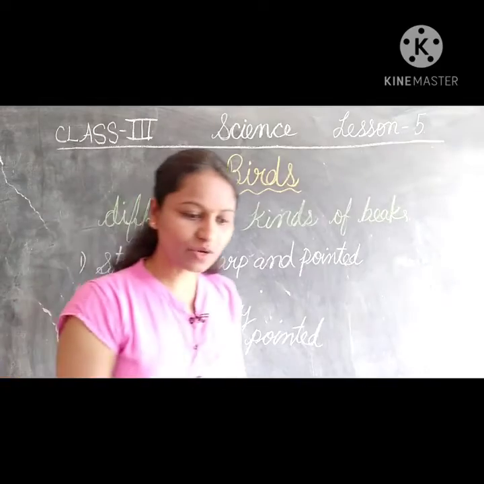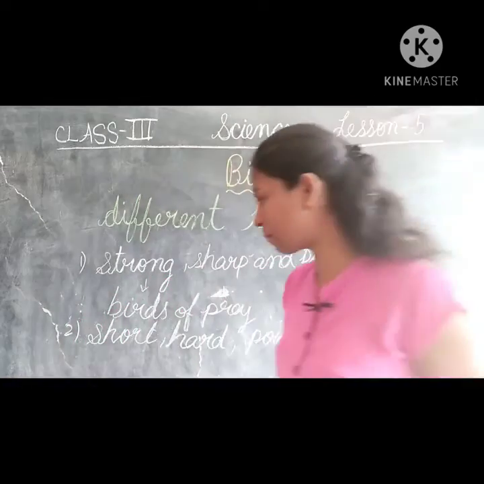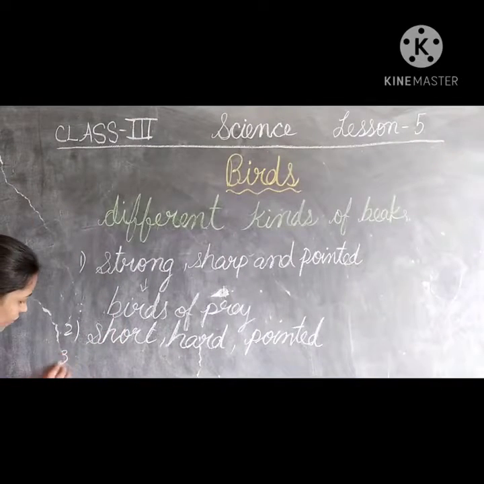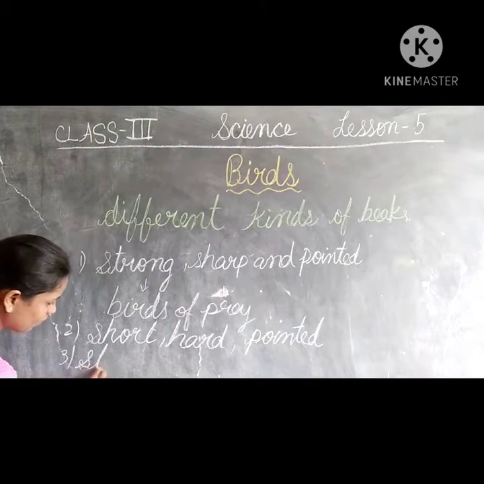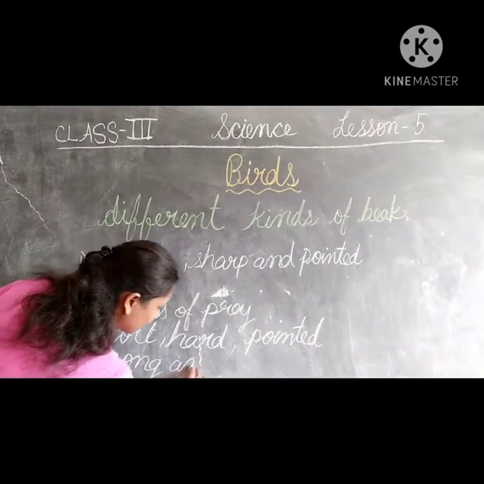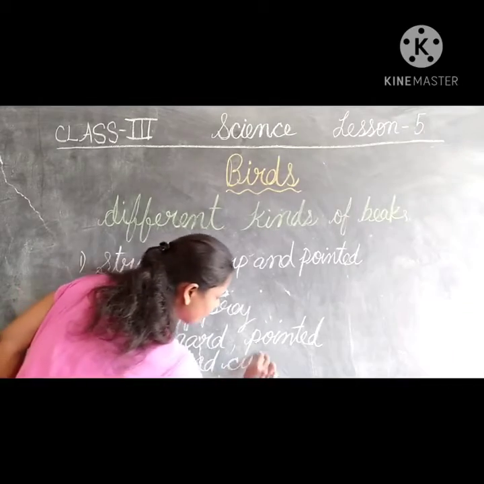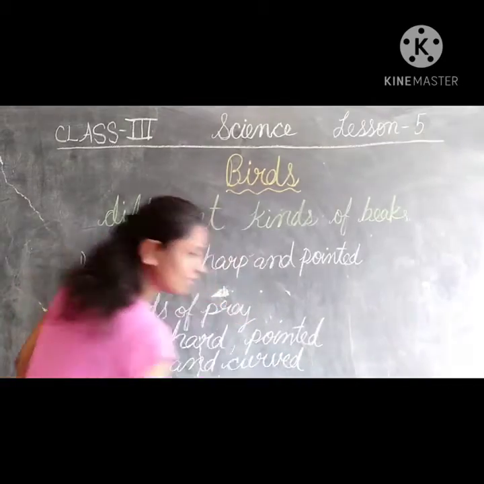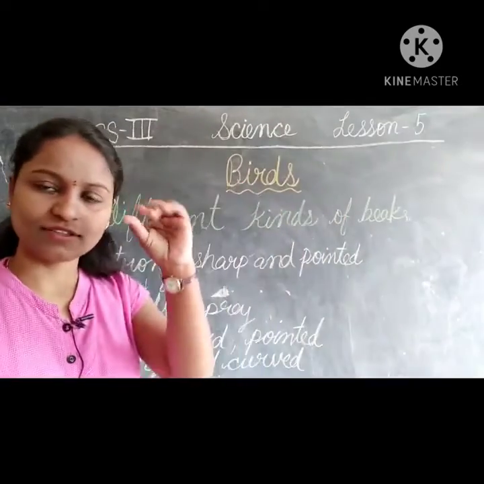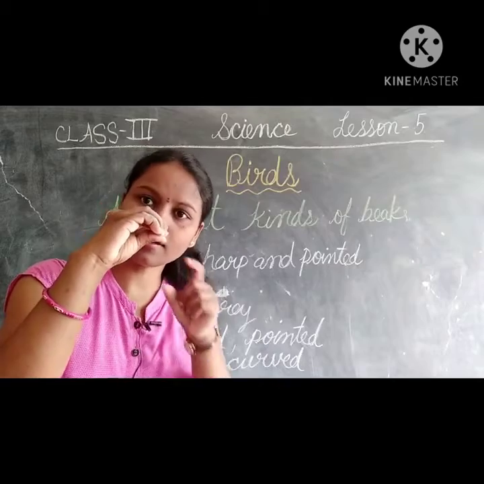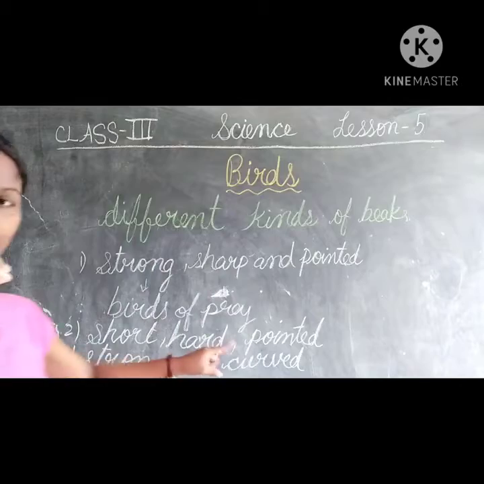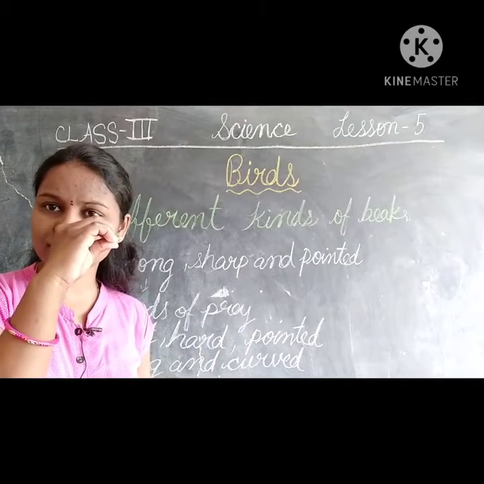Okay children. Next one is strong and curved beak. Here shall I write here? Strong and curved beak. So for whom they have short and curved beak children? See how the beak of this is short and curved. Short and strong and curved beak. It should be strong and it is curved.